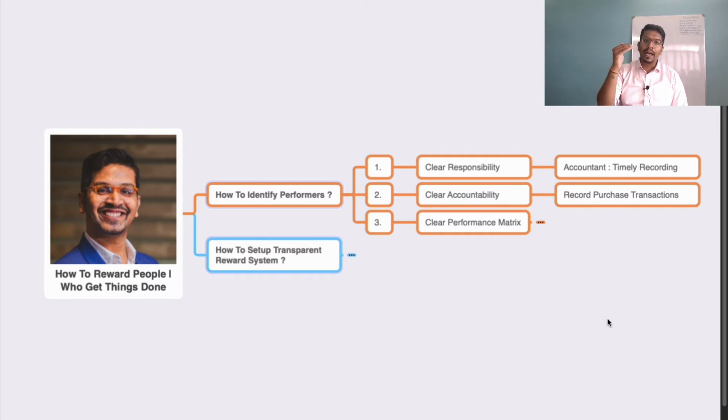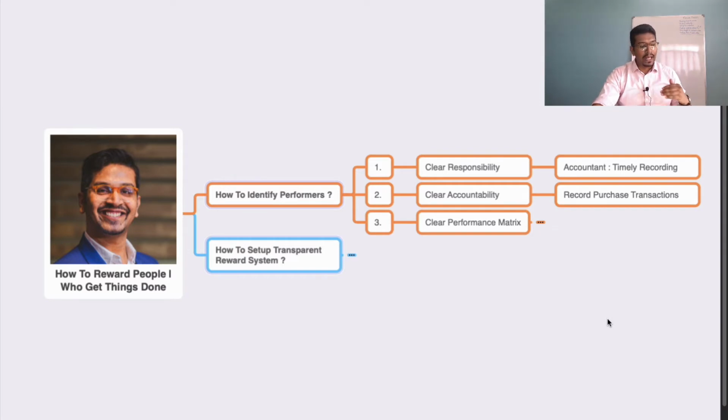The accountant role has multiple responsibilities. One of the responsibilities could be timely recording of financial transactions, and under that, one of the accountability activities could be recording purchase transactions. Similarly, it could be recording sales transactions, cash and bank transactions, etc. So you need to clearly define the responsibility and the activities that they need to perform.